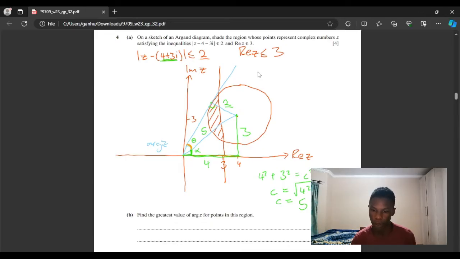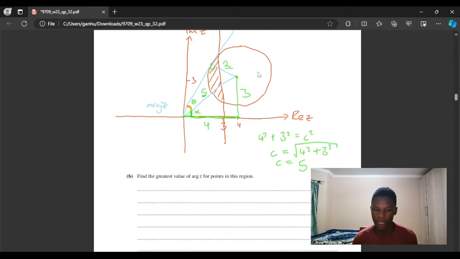So now we can find theta. We have the opposite and the hypotenuse, which is 5. So that means we're using sine. So we can say that theta in this case is equal to arcsine of our opposite, which is 2 over 5. And then alpha. Let's find alpha. For alpha, let's use our opposite and adjacent. Our opposite is 3, our adjacent is 4.